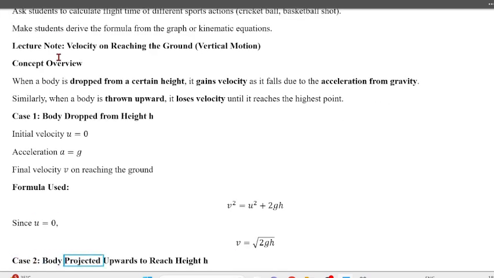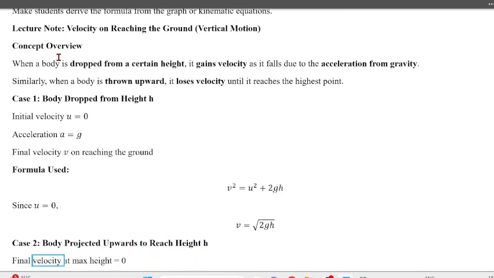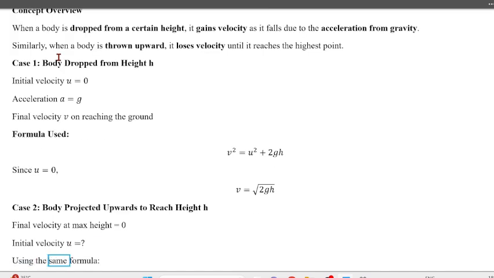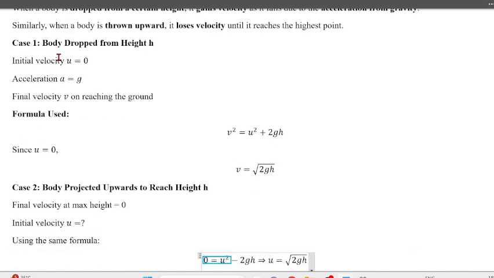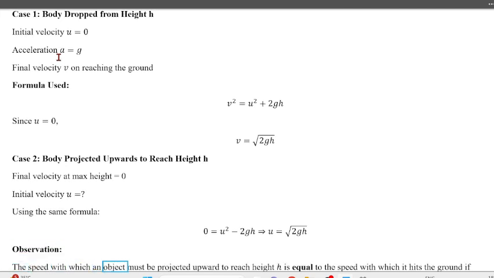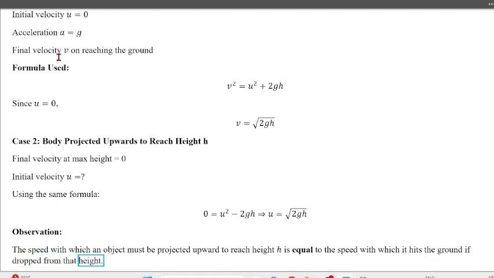Case 2: body projected upwards to reach height h. Final velocity at max height is equal to 0. Using the same formula, 0 equals u squared minus 2gh, which implies u equals square root of 2gh. Observation: the speed with which an object must be projected upward to reach height h is equal to the speed with which it hits the ground if dropped from that height.